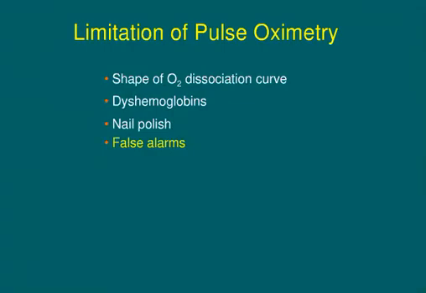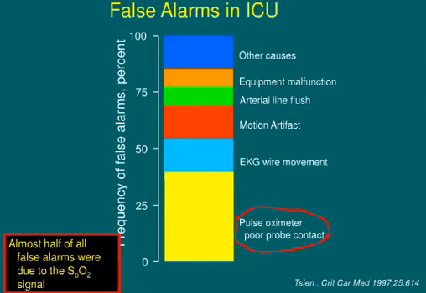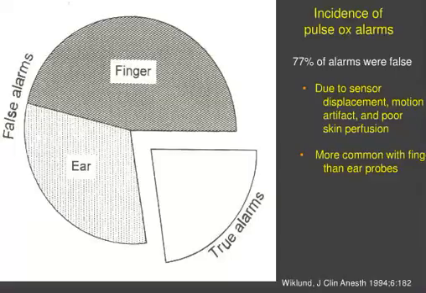False alarms. This is a study in which they looked at all the false alarms in the ICU. And what they found is that almost half of them were due to the pulse ox. This study looked purely at the pulse oximeter alarms, and they found that three quarters of the time they were false in nature. And the reason why they were false is because either the sensor was displaced, motion artifact, or poor skin perfusion. And these false alarms were more common with finger probes than with ear probes.